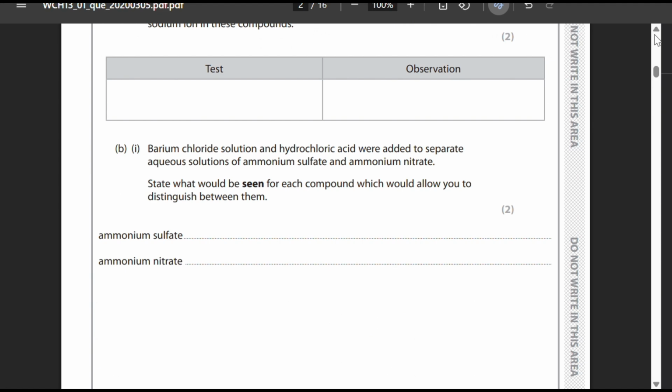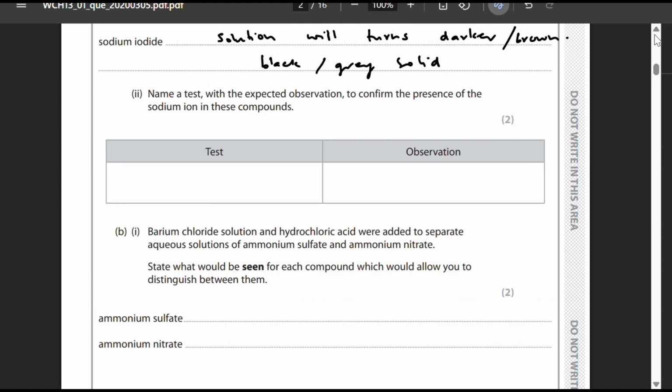The second part: name a test with the expected observation to confirm the presence of sodium ion in these compounds. Now sodium ion is a positive ion, so you know that we use the flame test to test for the presence of positive ions of metals. So flame test, and in the presence of sodium ion, the flame color will be yellow.